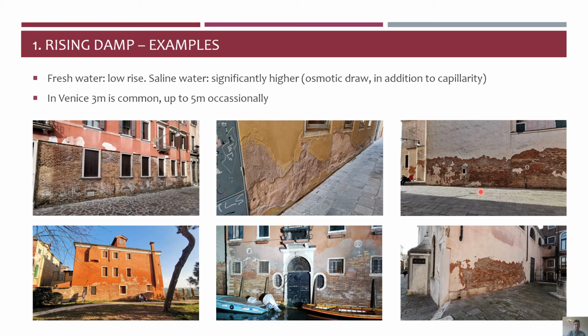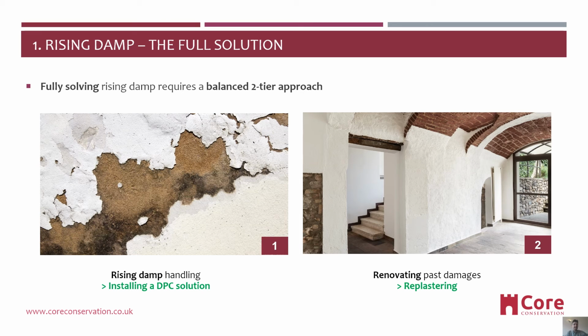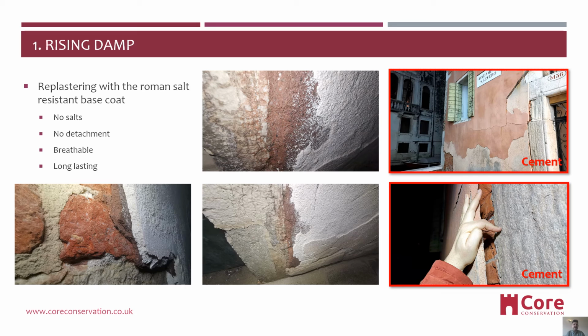These are all internally. We can see the breakdown of the wall fabric up to about 5 meters. Occasionally, about 3 meters is common. Fresh water produces a low rise. Seawater creates significantly higher, and that's what we have here. The full solution to rising damp obviously is to stop the rise of water by installing a damp proof course, some sort of solution, and after that the renovating part to replace the plaster, and we are going to focus on this second stage.